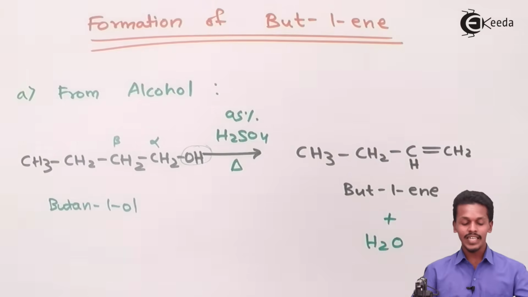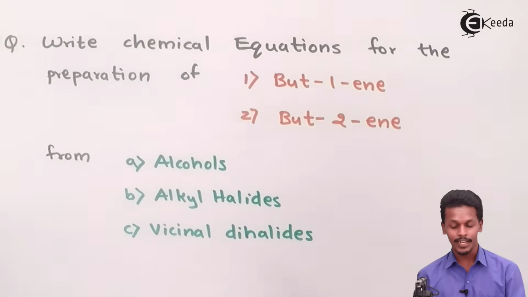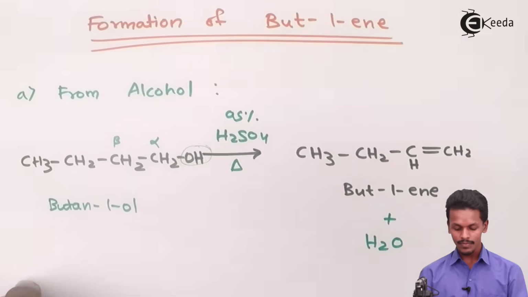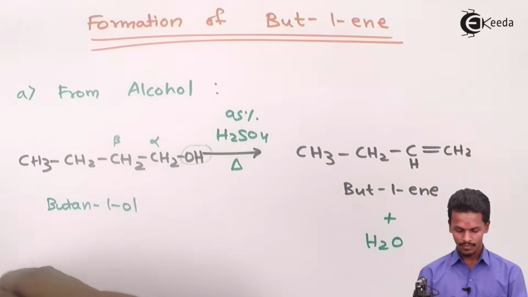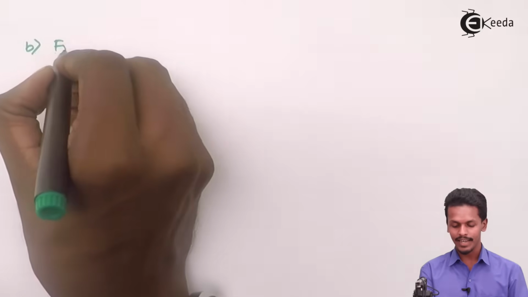This is the first thing that we did, and the second thing that we have to do is to prepare it from an alkyl halide. How can we prepare that? Let us talk about that also. This is the same thing that we have to prepare, but-1-ene. So I am considering preparing it from an alkyl halide.